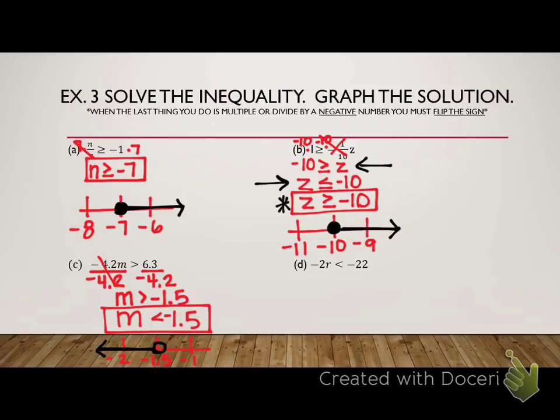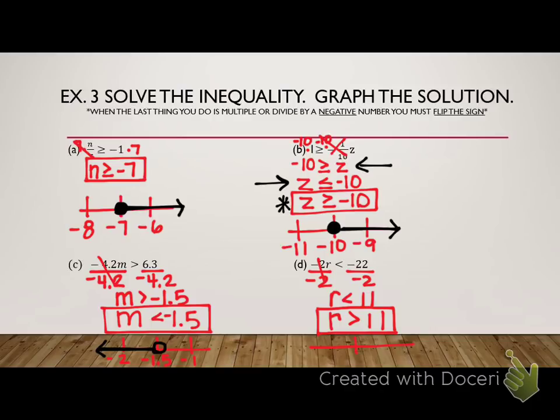If I want R by itself, and I know that that reads negative 2 times R, I know that I've got to divide both sides by negative 2. R is less than, a negative 22 divided by a negative 2 is a positive 11. But remember, the last thing we ask ourselves, do I need to flip the sign? Since the last thing I did to get R by itself was divide both sides by a negative, the answer again is yes, I need to flip the sign. So my final answer is going to become R is greater than 11.